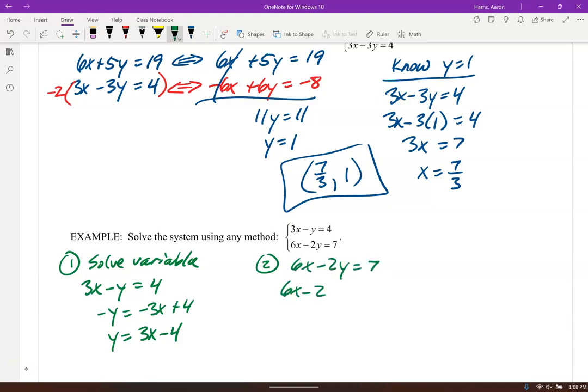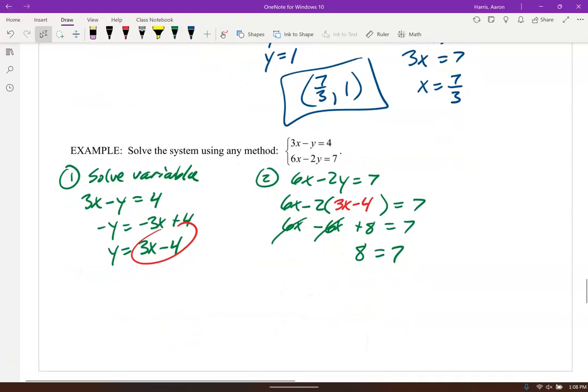Plug it in for y, right? It's going in right there. The y is 3x minus 4. Now notice 6x minus 6x, that's gone. So we end up with 8 equaling 7. Well, what's that mean? Well, 8's never equal to 7.